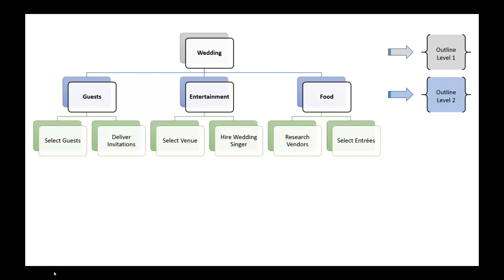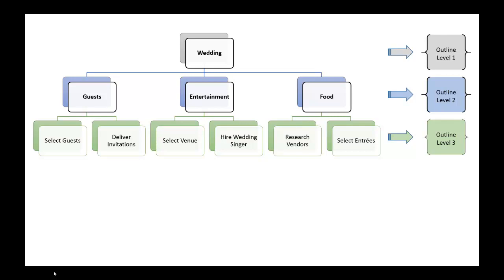Now the way that this would read is your wedding is comprised of 3 main phases: guest phase, entertainment phase, and the food phase. Each of these phases have discrete work packages beneath them. So in other words, your green activities down here are part of your outline level 3, and they are the work packages required to complete those phases.